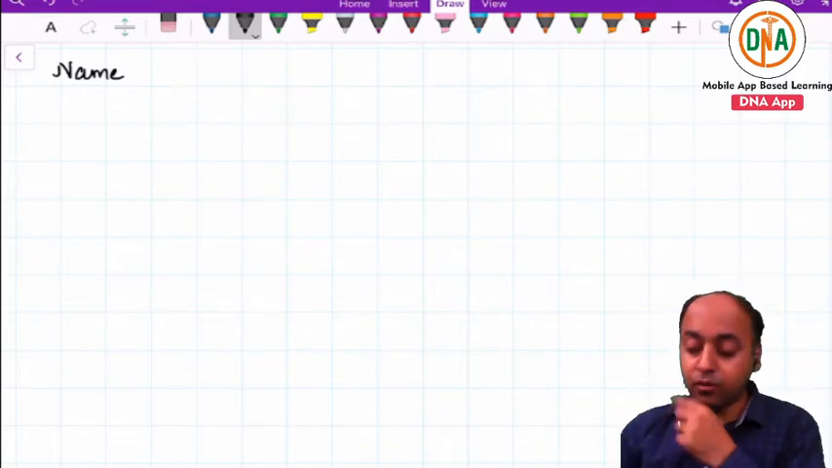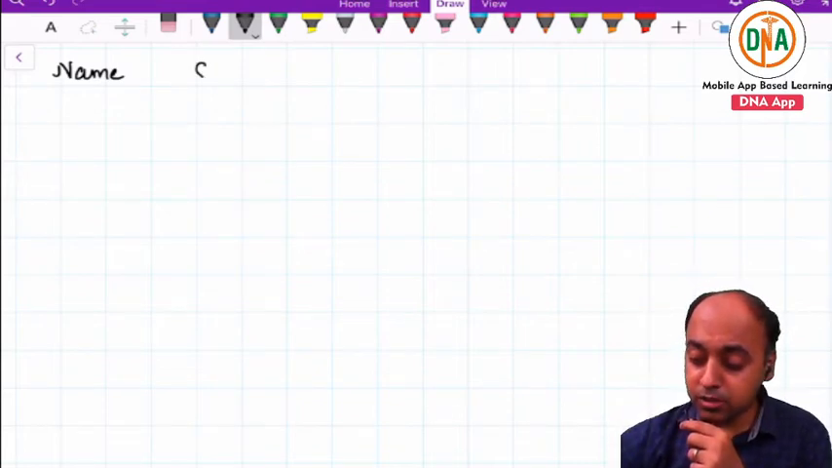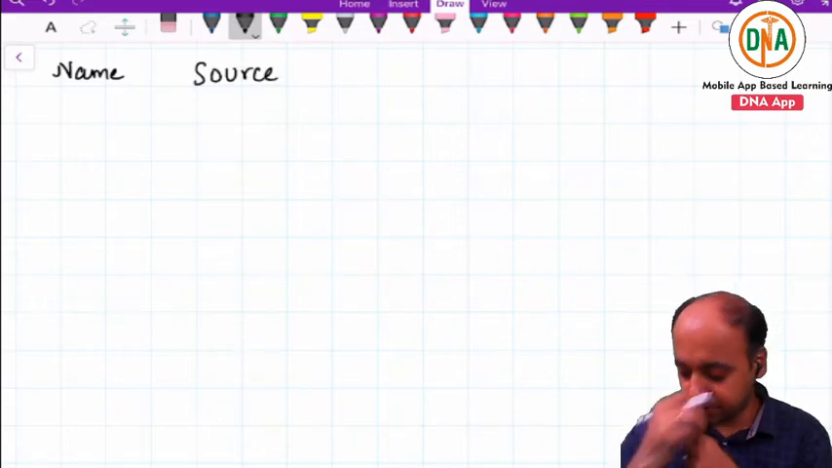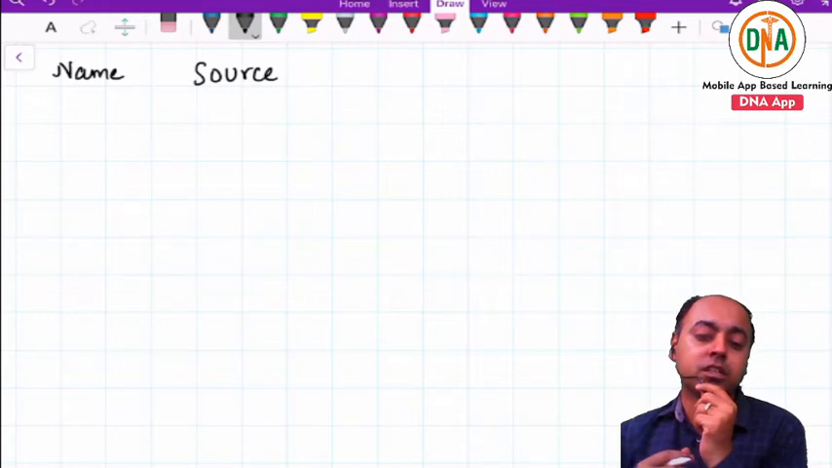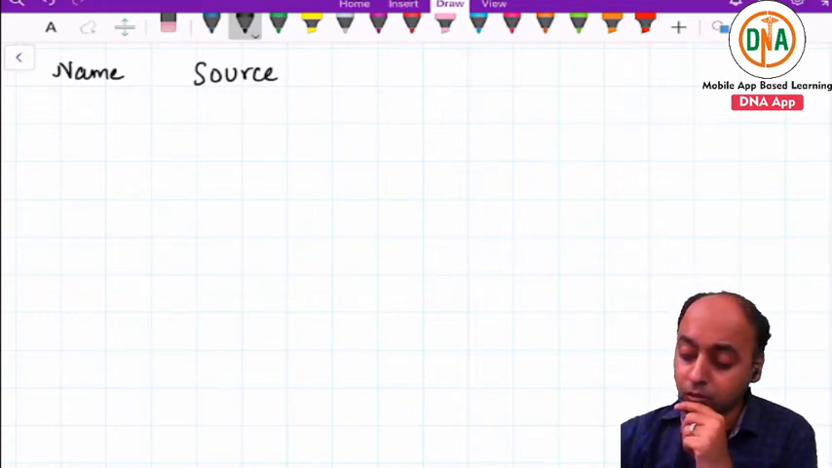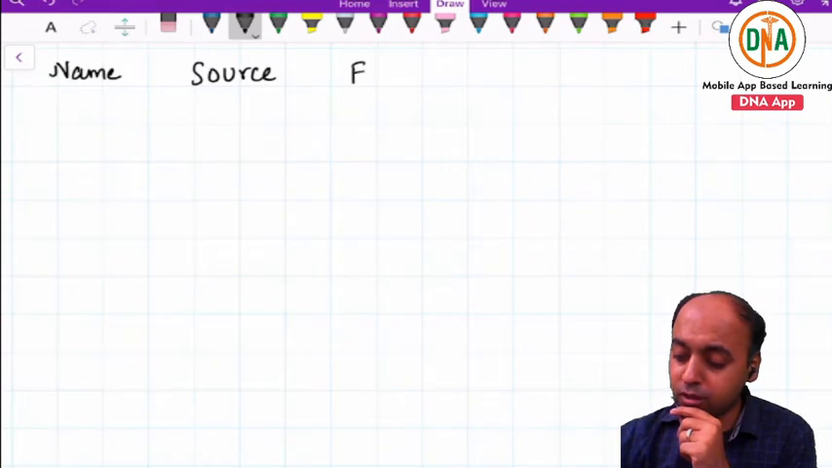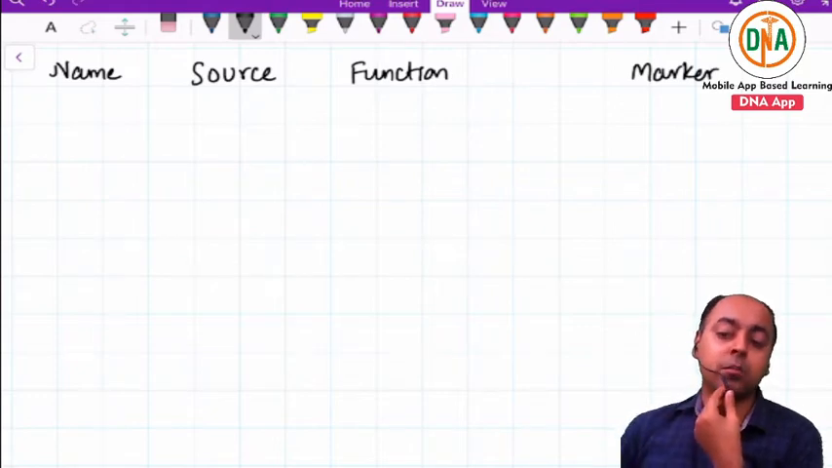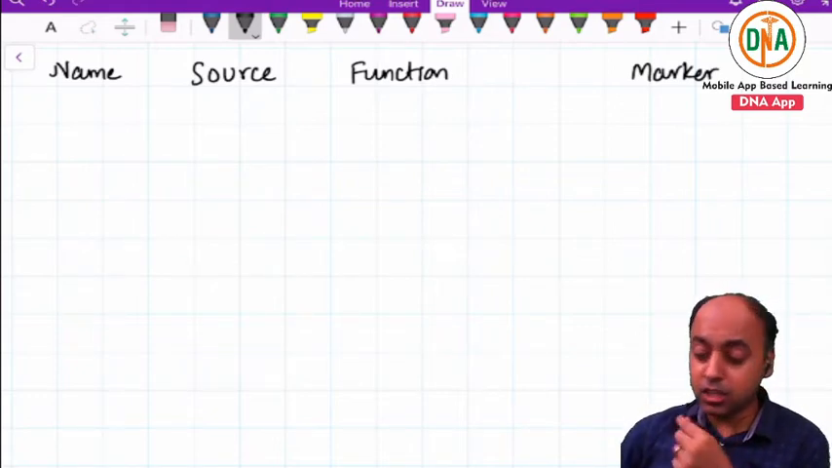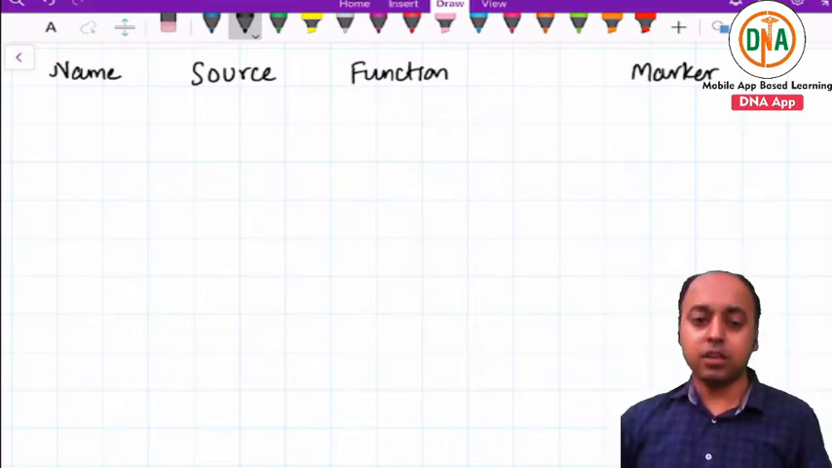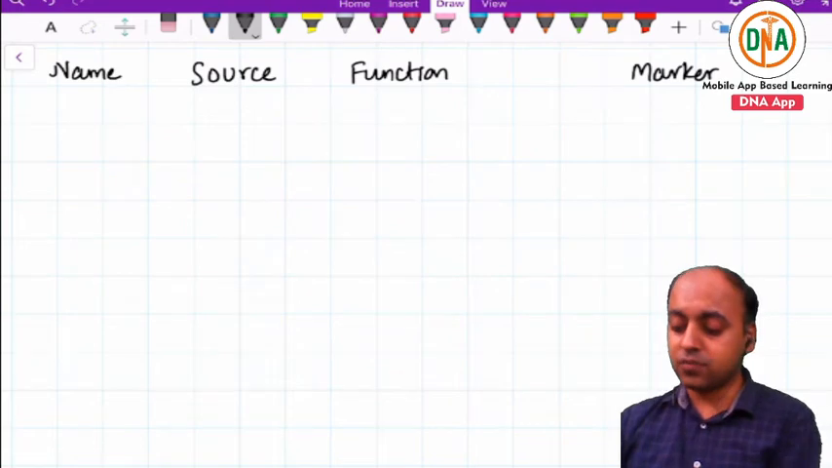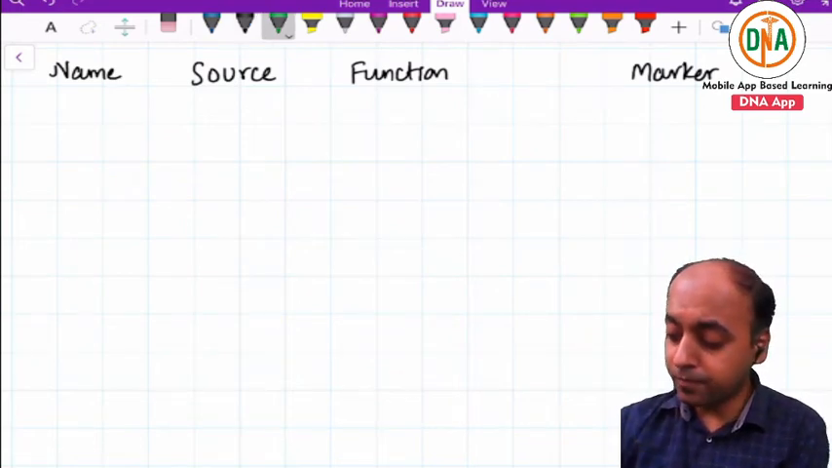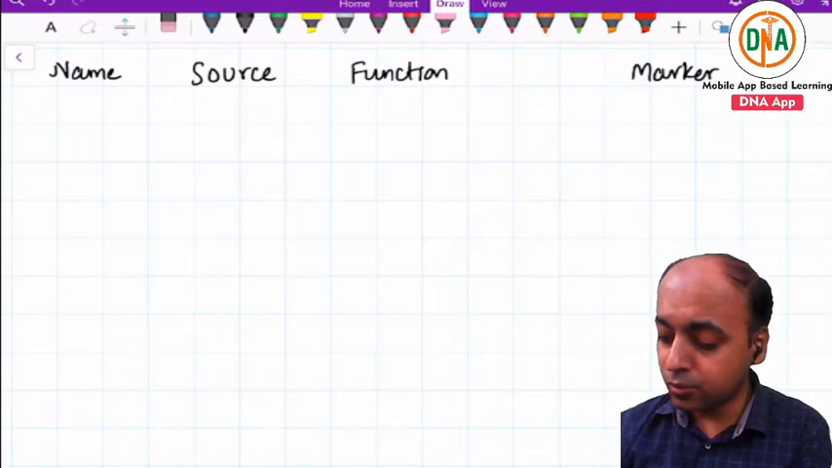then from where is the lipoprotein synthesized? What is the function of the lipoprotein, and how do you distinguish this lipoprotein from others? In other words, what are the marker apolipoproteins which are there on the surface? So we'll draw a short table highlighting these points. Let's see.